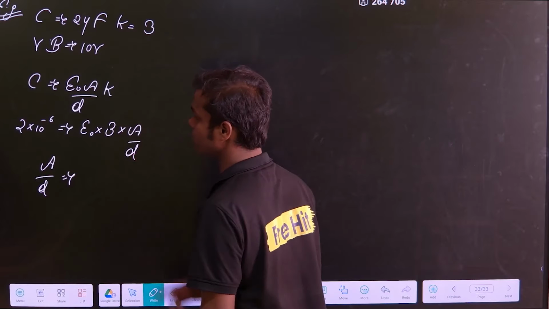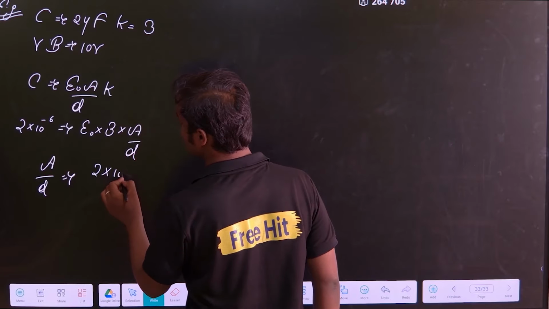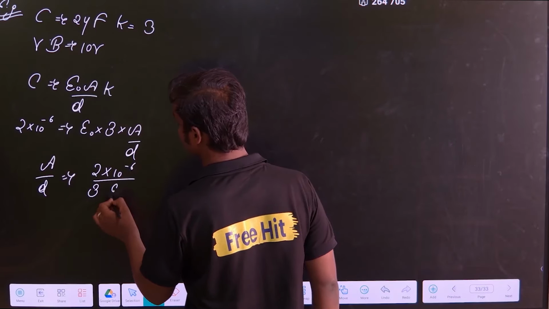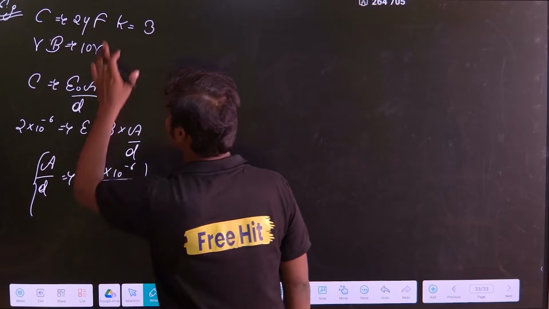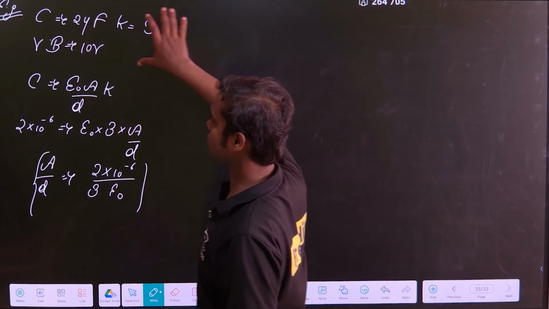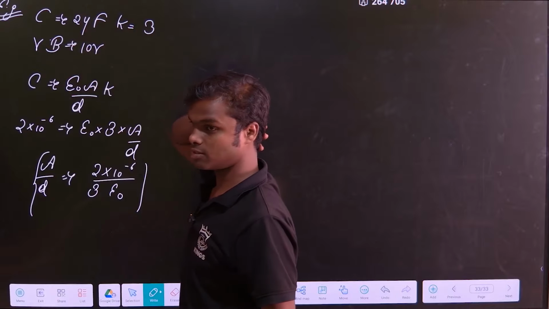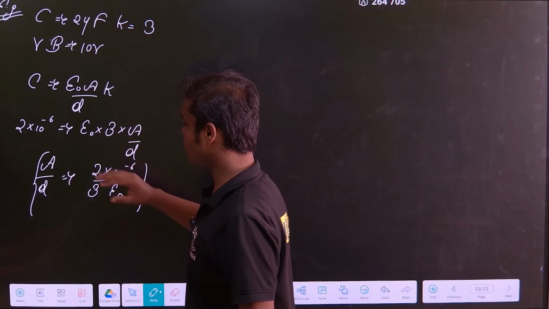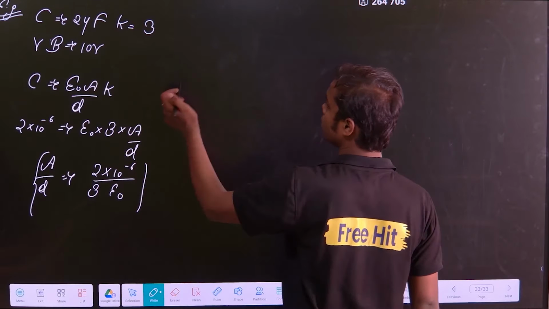What is the ratio of A by D? It will be nothing but 2 into 10 to the power minus 6 divided by 3 into epsilon naught. Suppose someone has given me this. In real life, how things work, they will give you the VB, K and capacitance, and they ask you to fabricate. So how will you fabricate? This is the thing. Now they have given another thing, VB.